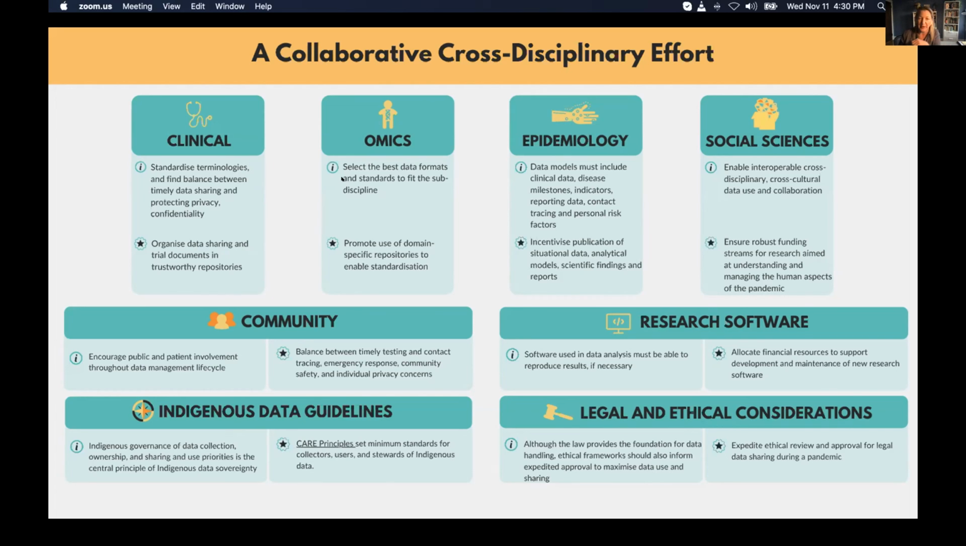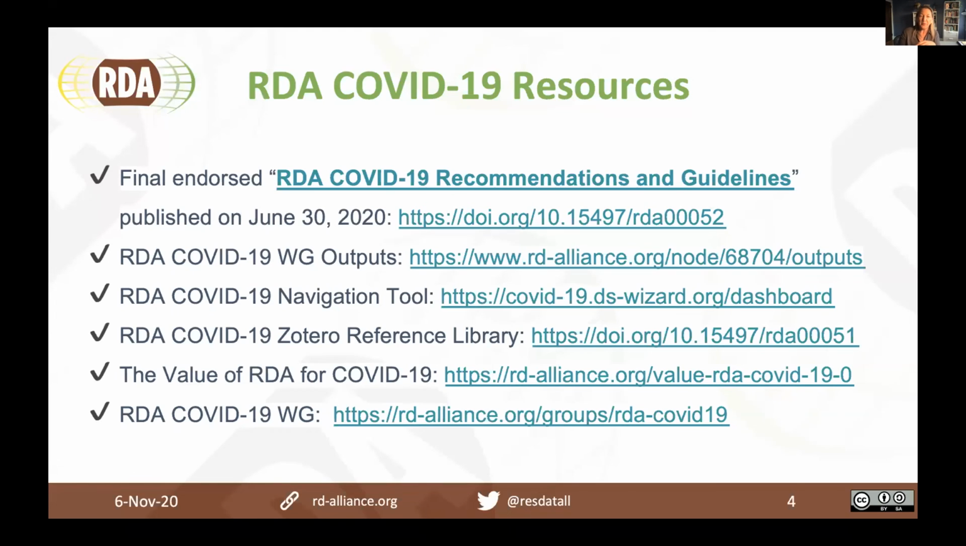Now I'm going to try to control the slides a little bit better. There we go. So I want to pull your attention to some information that we have available on RDA COVID-19 resources. We've compiled some useful links on these slides that we will make available after the session, including how to find the recommendations and guidelines, as well as supporting outputs such as the DS Wizard navigation tool that Kieran presented on, and the Zotero reference library that is available as well. Also, the Value of RDA for COVID-19 webpage that highlights updates on the work and its dissemination, and information on the associated working and subgroups. Also, please note we'll be sending out a brief adoption survey soon for the COVID-19 recommendations and guidelines, and we greatly appreciate your feedback to help us assess its impact.